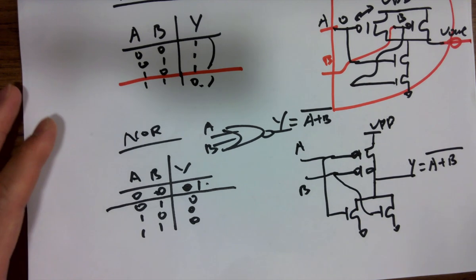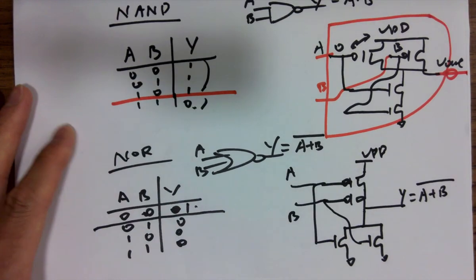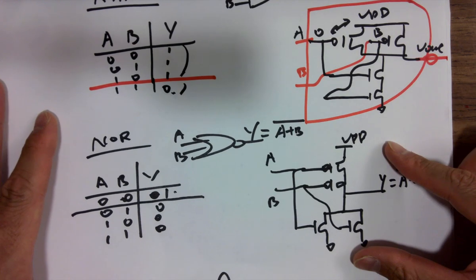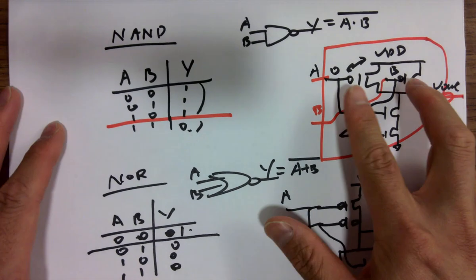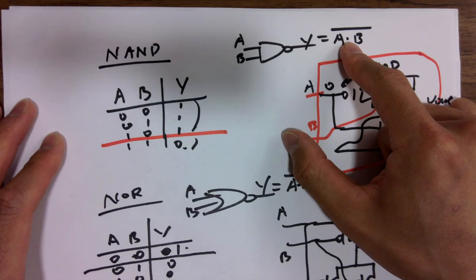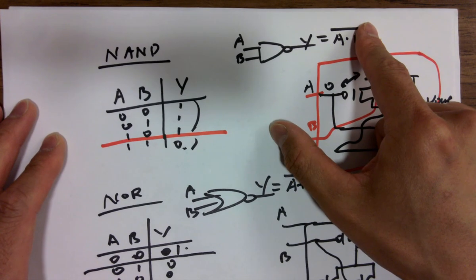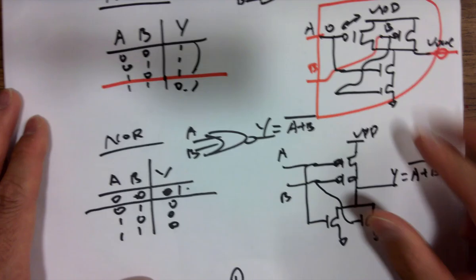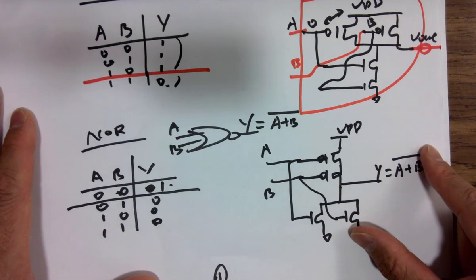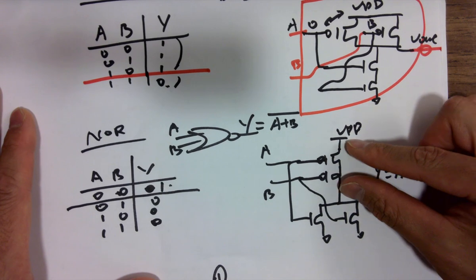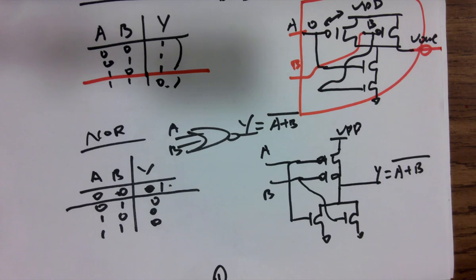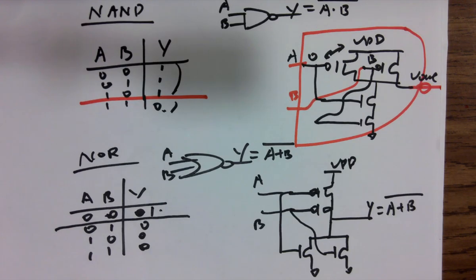So here's a conclusion. Always think about either the NAND circuit or the NOR circuit. If you need an AND logic with a bar on top, then you need a PMOS in parallel on the top and NMOS in series at the bottom. And if you need an OR logic with a bar, you need a PMOS in series on top and NMOS in parallel at the bottom. That's the conclusion.